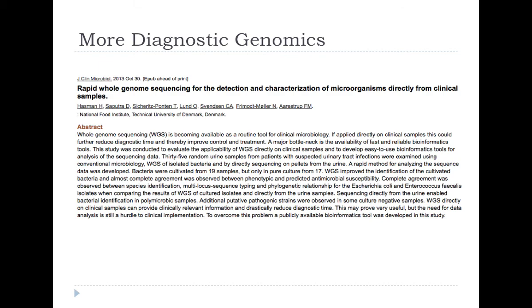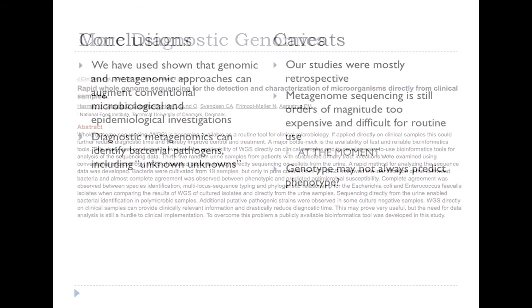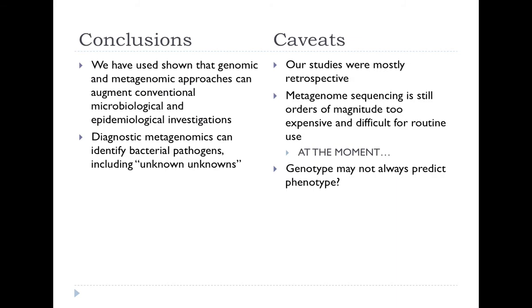It's actually not been laid out properly yet in the journal. It's still just a proof, but showing that you could actually take urine samples and extract DNA from urine samples and get genomes of the E. coli or whatever that's causing the infection. And so in the previous talk I talked about genomic approaches, now we're using metagenomic approaches, and we think that these are augmenting conventional investigations. We can find unknown unknowns, so these techniques are very nicely open-ended.